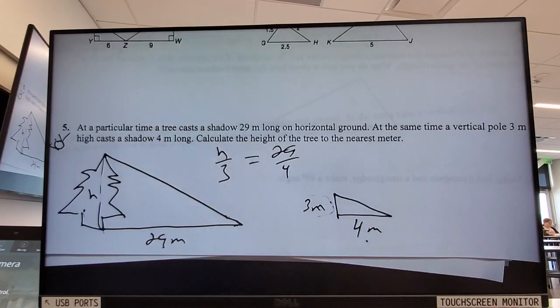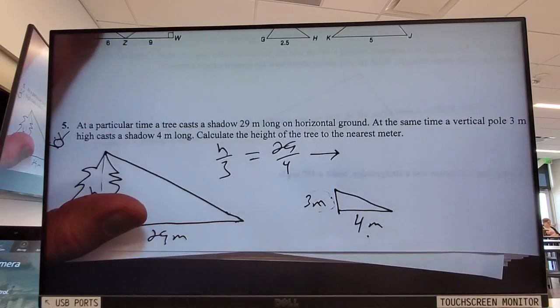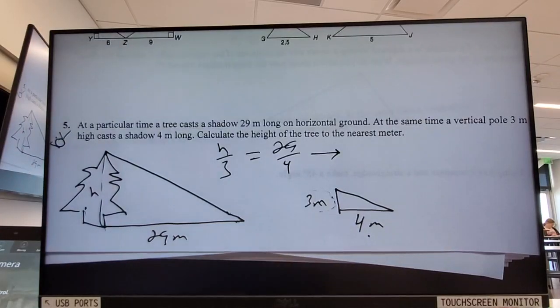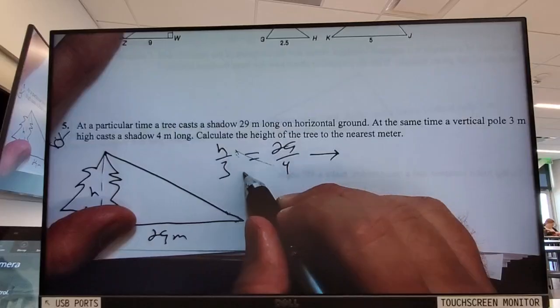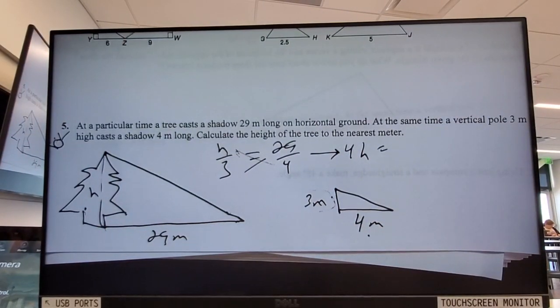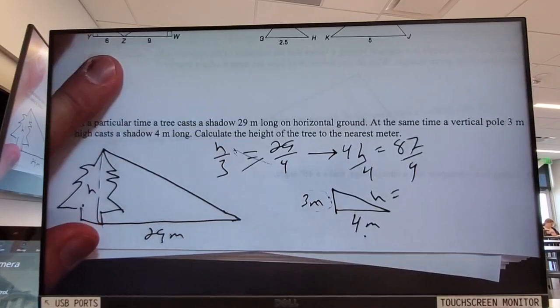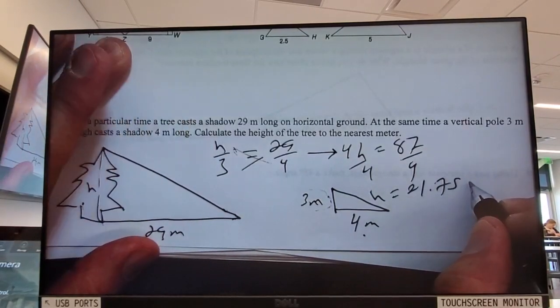How do I solve that? Yeah, cross multiply. 4 times H equals 29 times 3, which is 87. Yes? Okay. And then divide by 4, and I get 21.75. What is it? Meters.